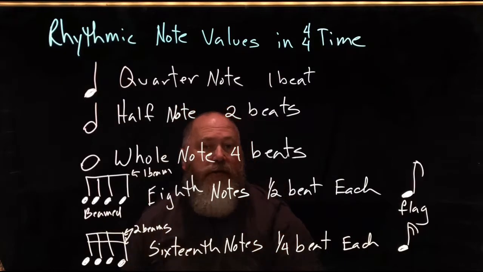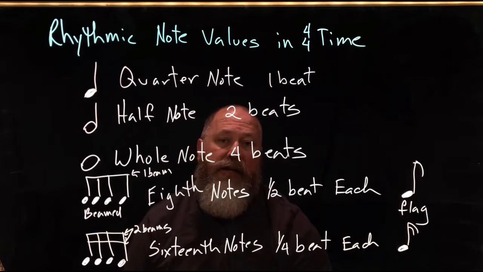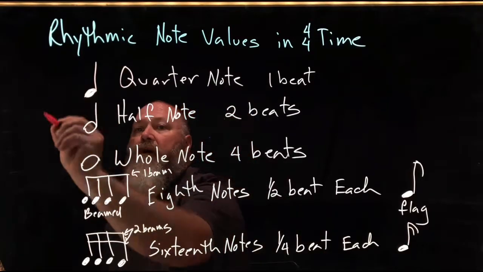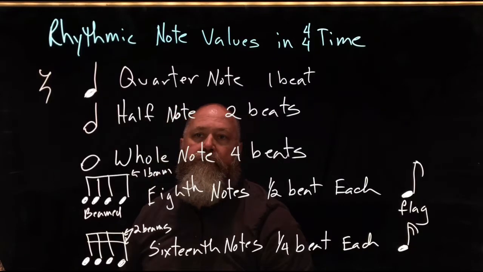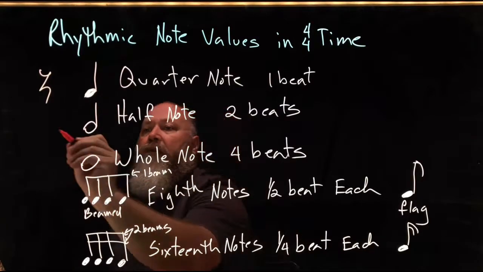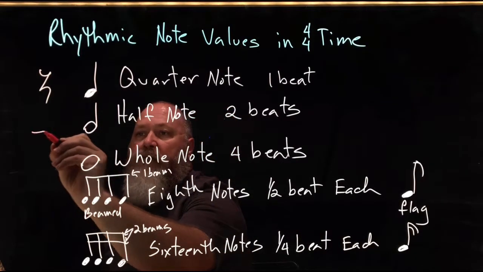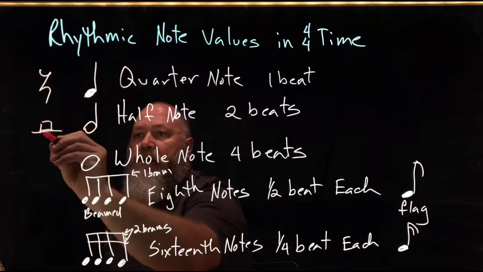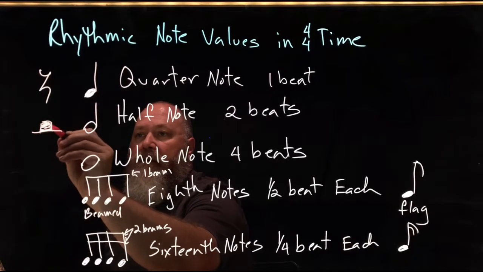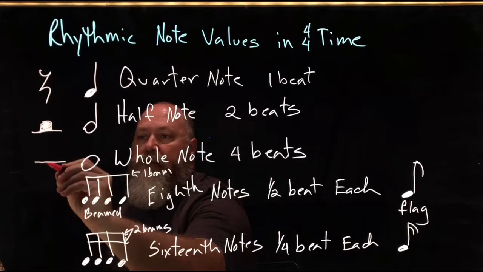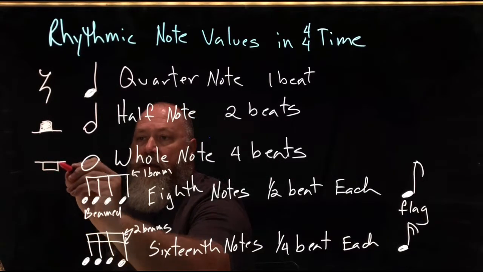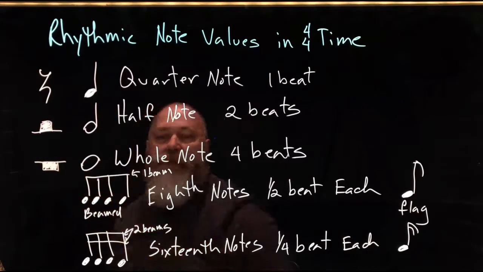Now, each of these notes also has an associated type of rest. So for a quarter note, a quarter rest would look like that. For a half note, the rest equivalent looks like this, looks like a hat. For a whole note, the rest equivalent, or 4-beat rest, if you think of the line as being the ground, this looks like a hole in the ground.